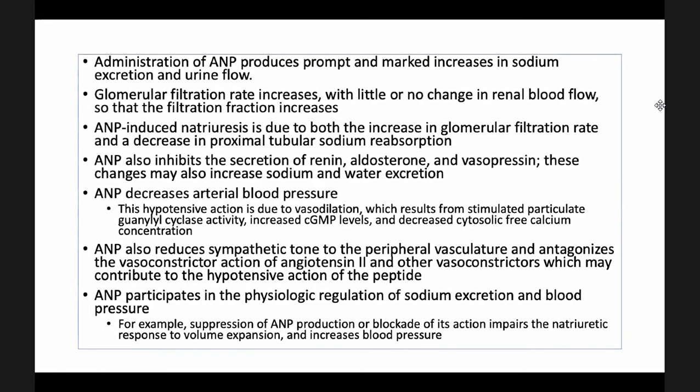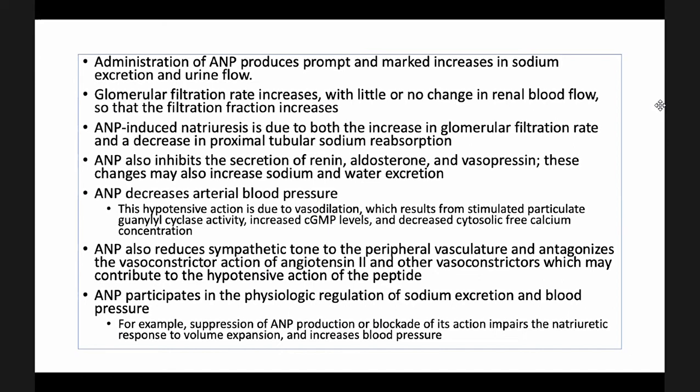So your ANP will produce a prompt and marked increase in sodium excretion and urine flow when this is administered. So the GFR increases with little or no change in renal blood flow so that the filtration fraction increases. So ANP-induced natriuresis is due both to an increase in glomerular filtration rate and a decrease in your proximal tubular sodium reabsorption. It also inhibits the secretion of renin, aldosterone, and vasopressin. So these changes may increase sodium and water excretion.